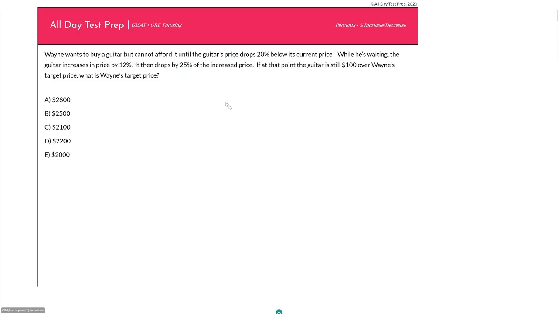And so in this case, we got a guitar that Wayne wants to buy, and it has some target price. And so even if they don't mention it in the question, if there's a target price, that means there must have also been an original price. And so that is the first place to start. We got our original price. We will call that X. And then we also have some target price, and that is what we are solving for. So that is 0.8x.